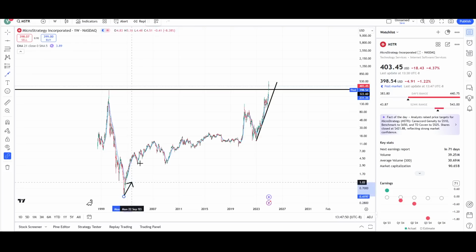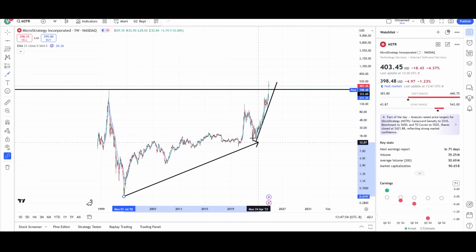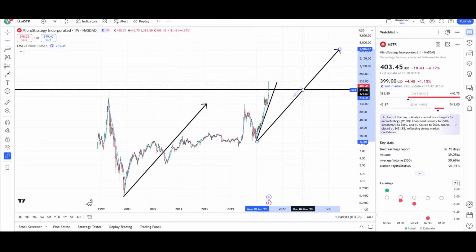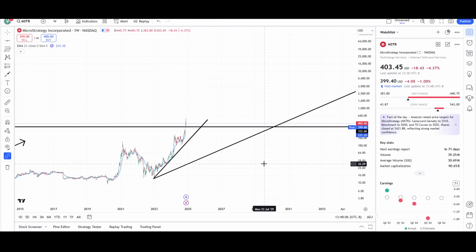So this is all one leg up right over here. All this is one large leg. Then we saw a really large drop. So that's where the second leg can start from. This is the measured move objective, and this is targeting the $4,000 level. So that's a 10x gain from where we are right now.